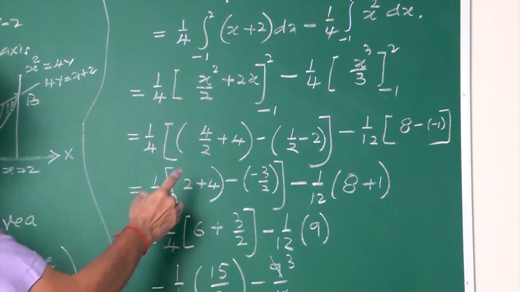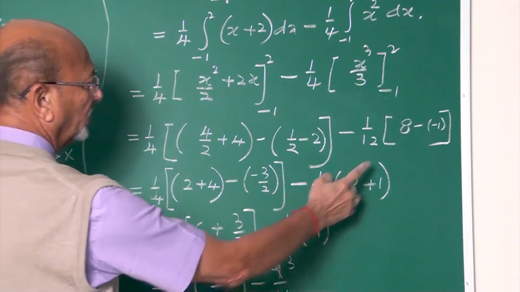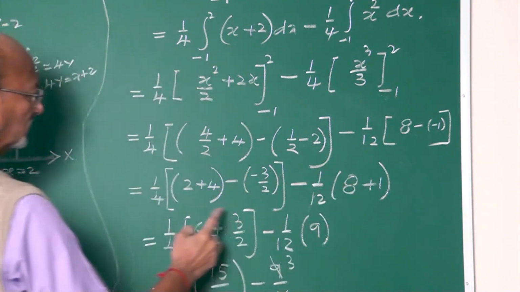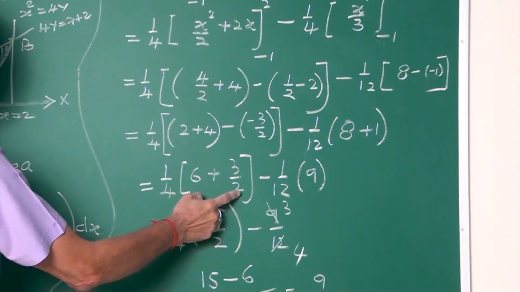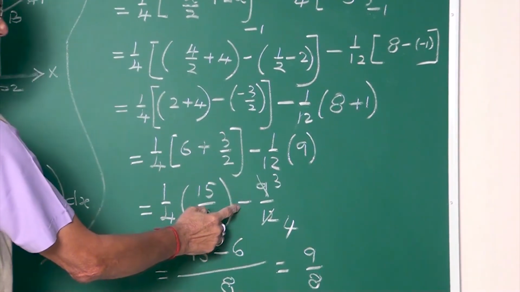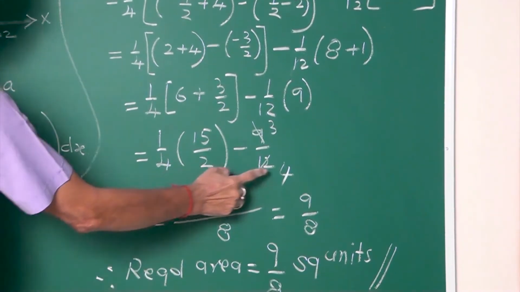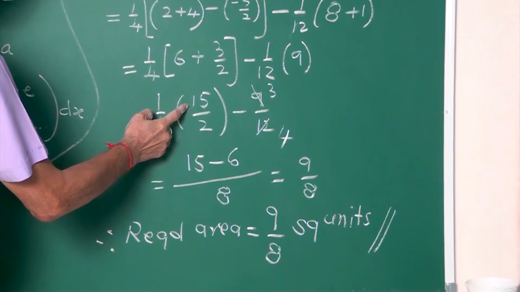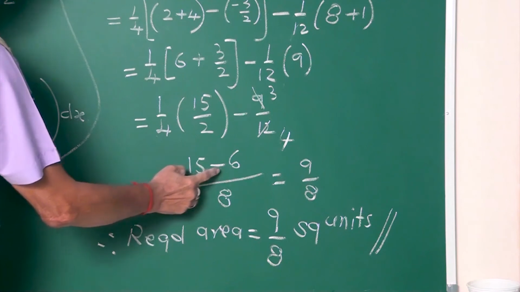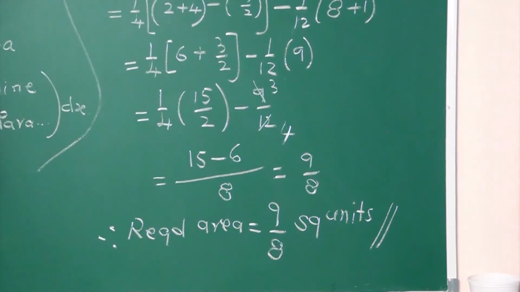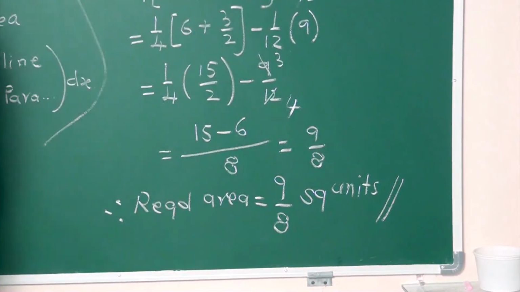Simplify it. 2 plus 4 minus 3 by 2, minus 1 by 12 into 8 minus of minus plus 1. 6 minus of minus plus 3 by 2, 1 by 12 into 9. 12 plus 3, 15 by 2, minus 9 by 12, which is 3 by 4. LCM is 8. 4 into 2 is 8. This is 15. 15 by 4 means you get 2, and 2 into 3 is 6. 15 minus 6 is 9 by 8. Therefore, the required area is 9 by 8 square centimeters.